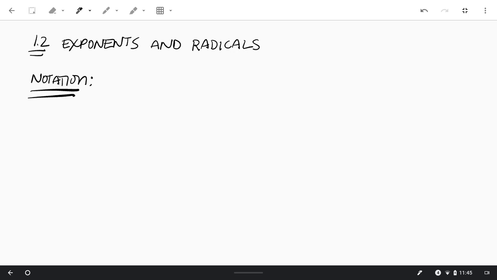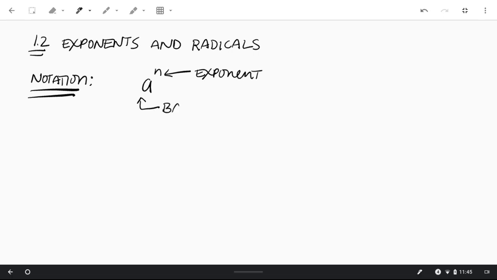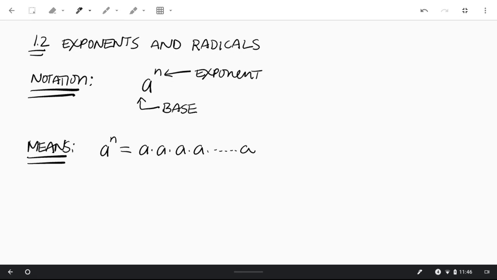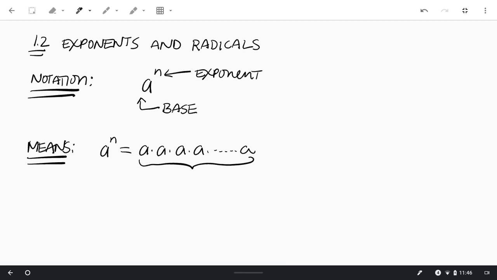Okay, so here, if we have something that looks like this, exponential form, then here this number n is the exponent. And this here, a, would represent the base. And when we use exponents, it's important that you understand what it means. So if you have something like a to the n, then it means a times a times a times a, and that means it repeats n times.